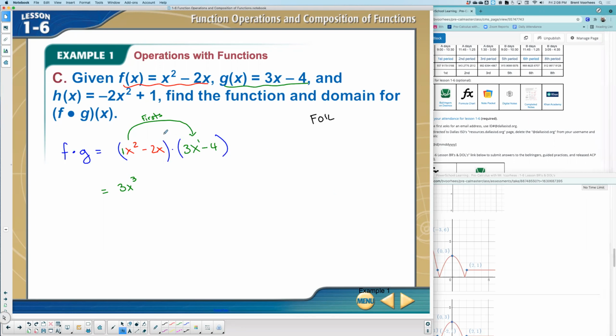Next, you do the O, which stands for outside times outside. So 1x squared times negative 4. This is outside times outside. So 1x squared times negative 4. 1 times negative 4 is negative 4. That doesn't have an x, so this one just stays the same, x squared.